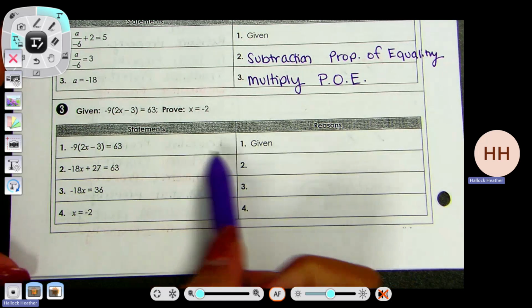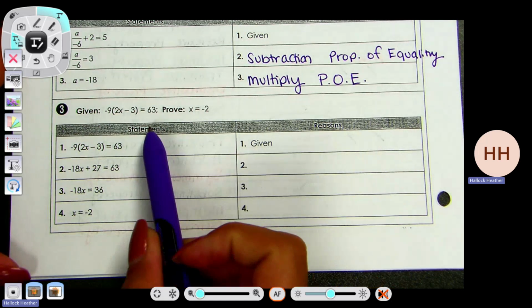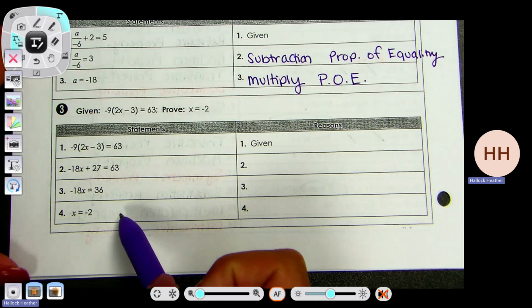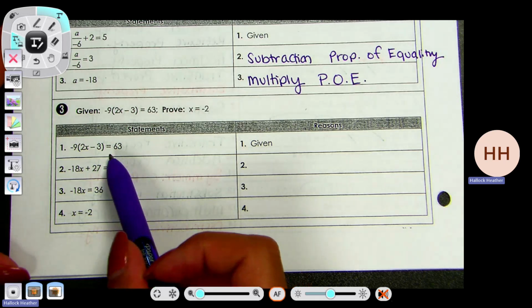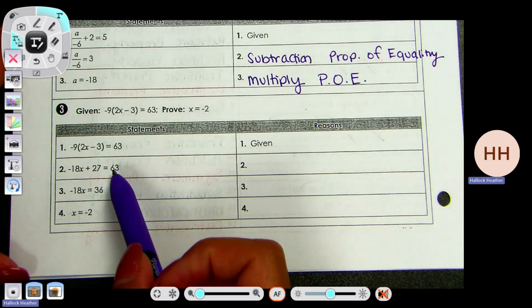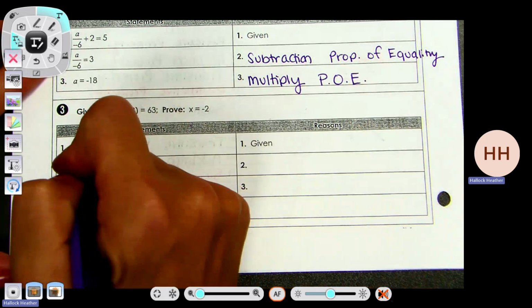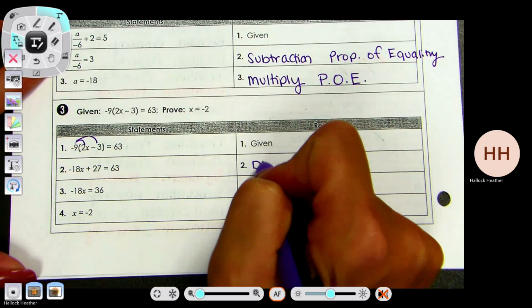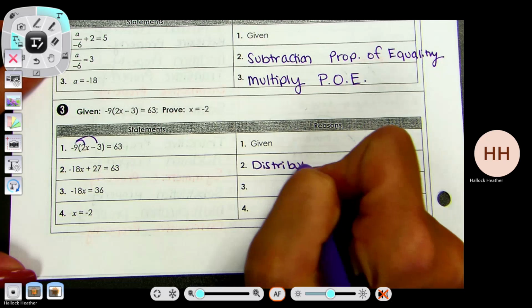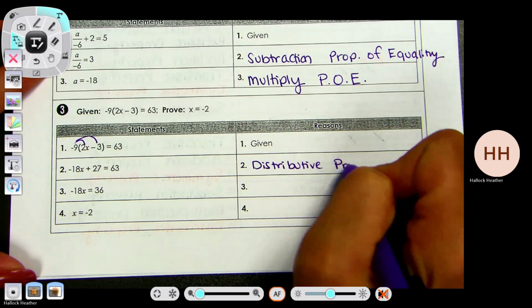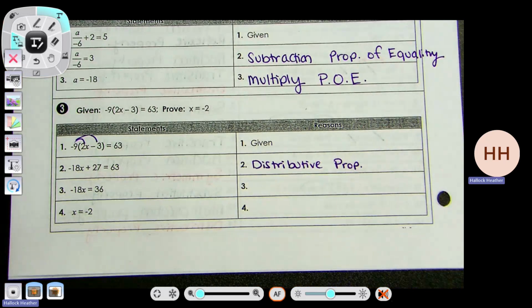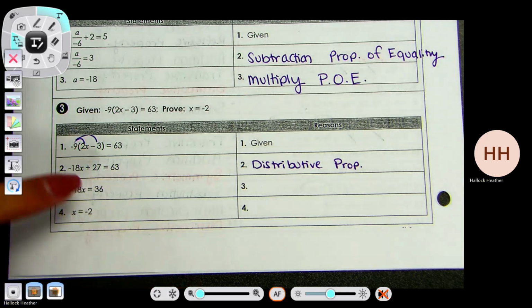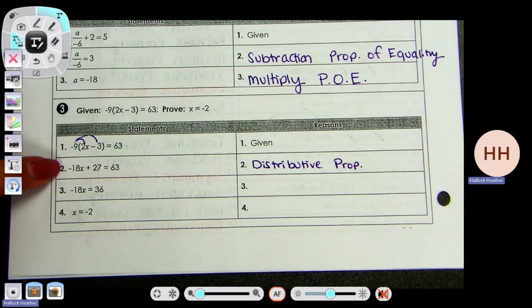Okay, so number 3. The first thing is given. They tell me that I'm trying to prove that x equals -2. I don't even have to do the math. They did it for me. So what is that first step from step 1 to step 2? Distributive property. They got rid of the parentheses. From step 1 to step 2 was distributive. From step 2 to step 3, subtraction property of equality.